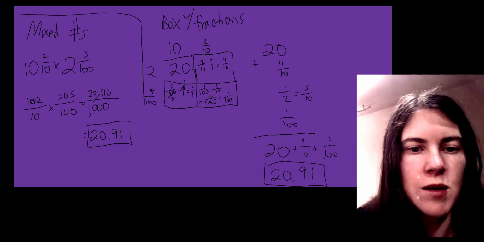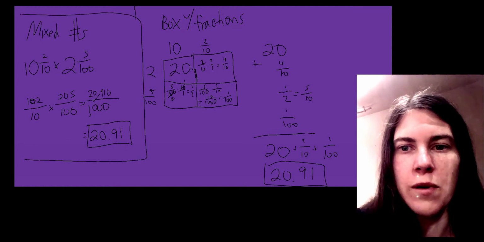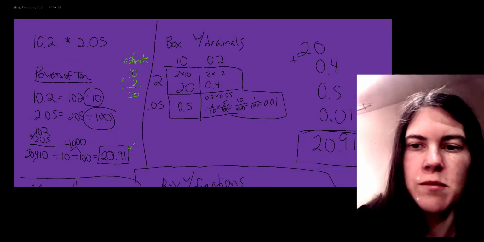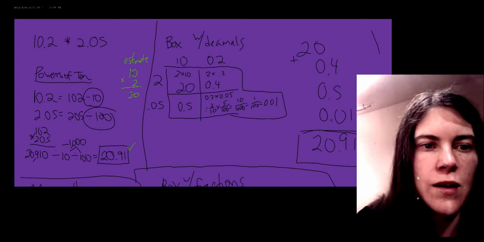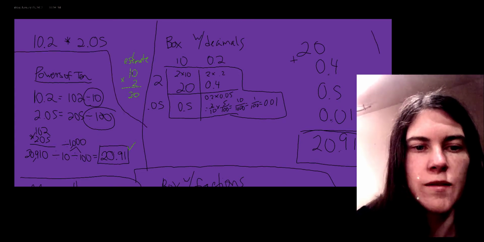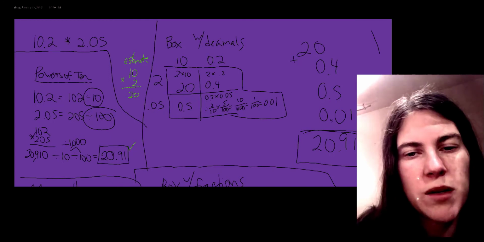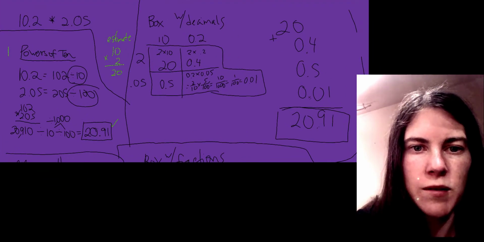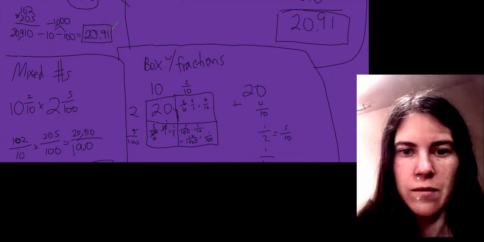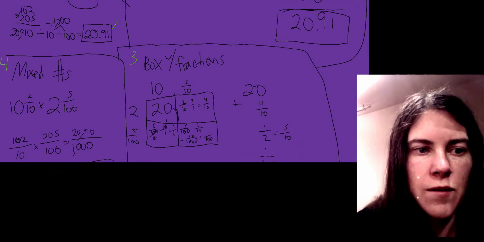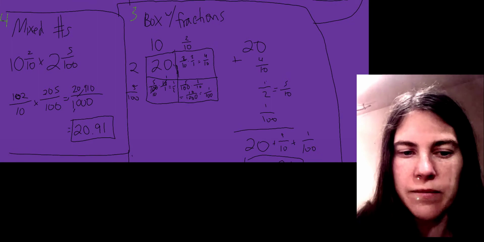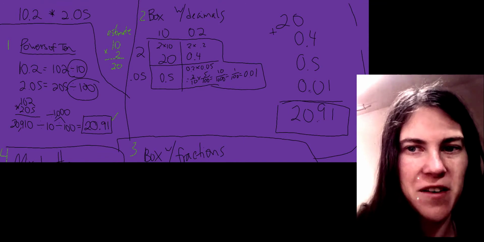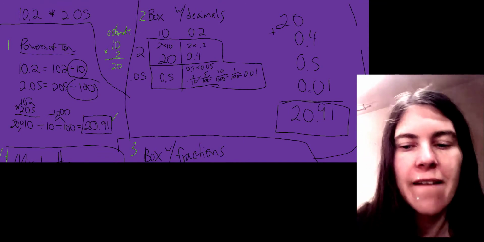So the mixed numbers way, I have the box with fractions way, the box with decimals way, and the powers of 10 way, plus my estimate, which I'm not really counting. How many methods did I come up with? 1, 2, 3, 4 methods. Oh yeah, I got 4 methods, and I haven't even done the traditional algorithm yet. Another video for that. Woohoo!